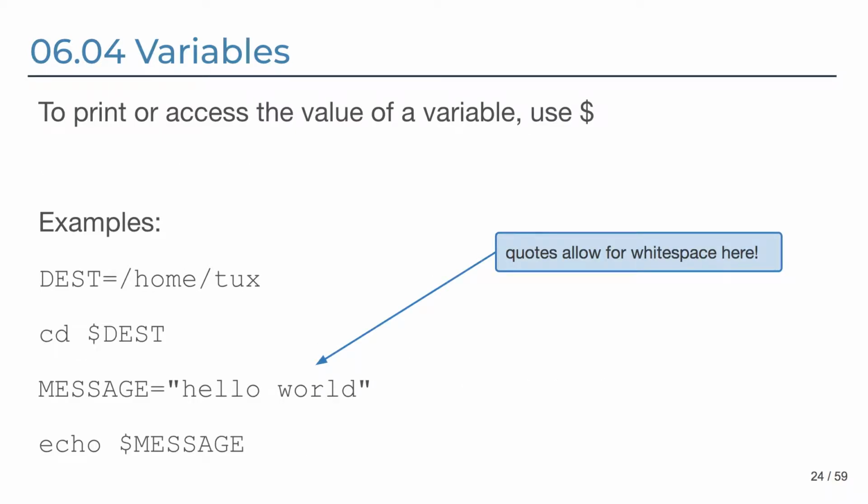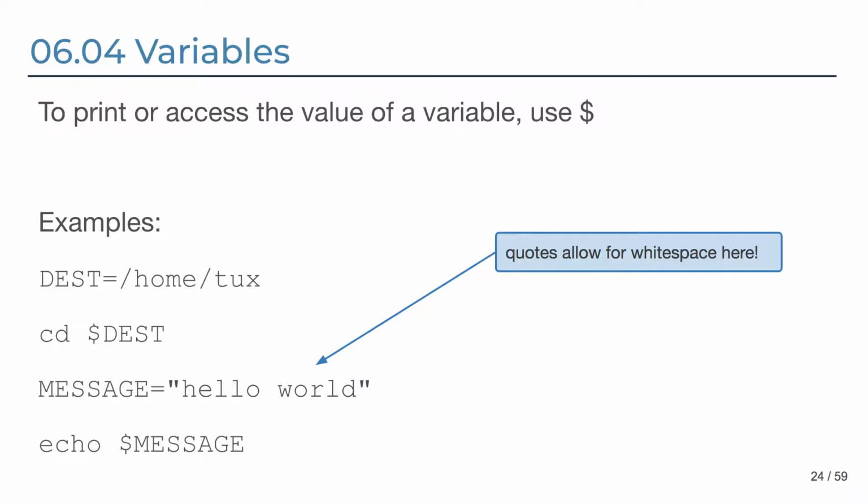So how does it work? Well, we can just define a variable, like here, a variable dest, and then the next question is how can we actually access the content of a variable? And to do so, we basically use the $ sign. So we have here dest, and in dest there is home tux stored, and we can use it by just using cd and then the variable name with a $ sign.